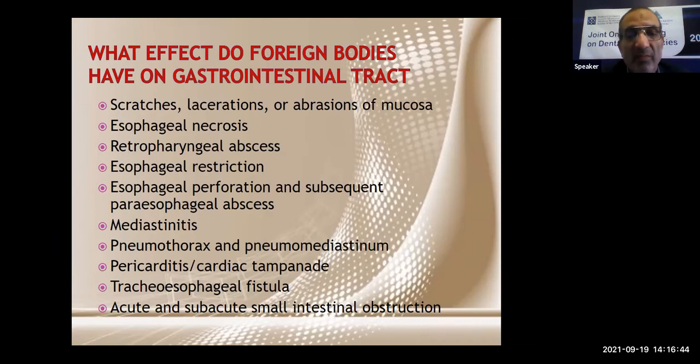paraesophageal abscess, mediastinitis, pneumothorax and pneumomediastinum, pericarditis, and cardiac tamponade, which is fluid in the pericardial space, tracheoesophageal fistula, and acute and subacute small intestinal obstruction.